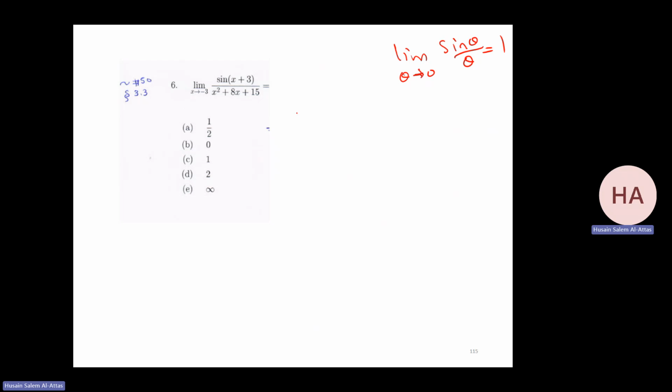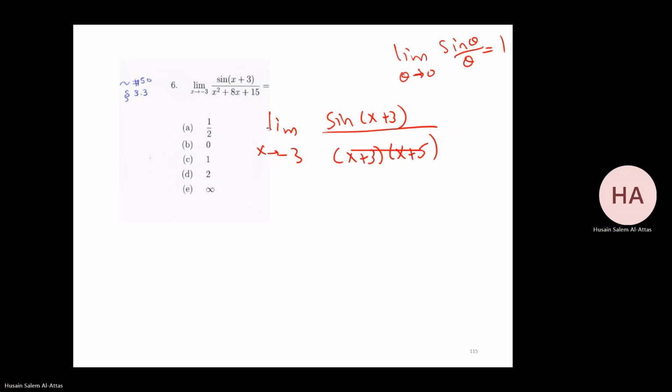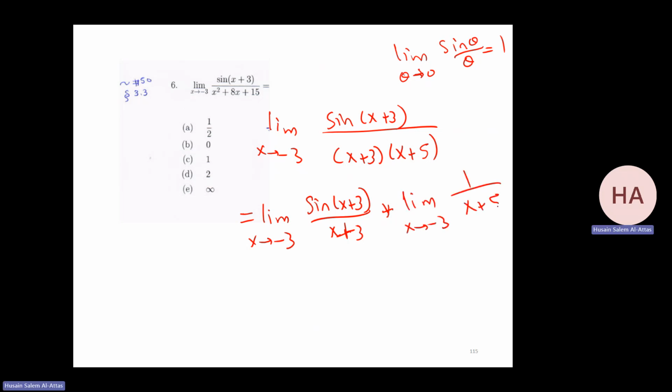Now first, I need to simplify the numerator, the denominator. That will be x plus 3 times x plus 5. And I will split this into 2 parts. Sine of x plus 3 over x plus 3, where I will show you this is 1, times the limit of 1 over x plus 5. This is clear. This is what? Substitute easily, you get 1 over 2.